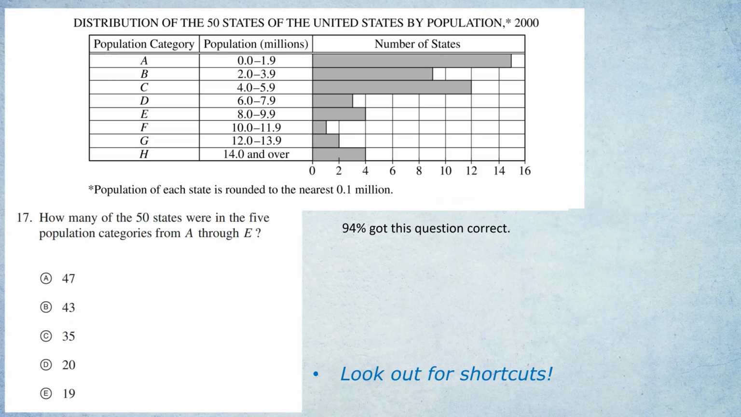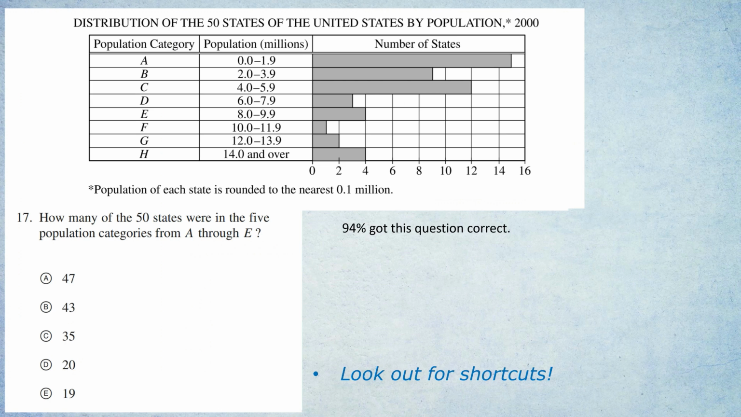So without further ado, let's get to some official questions. Let's start with a nice warm-up question, which I'm sure you might be able to get right. The question will be, how quickly can you get it right? 94% of students got this question correct in the official ETS GRE exam, but we don't know how long they took. So let's look out for shortcuts.